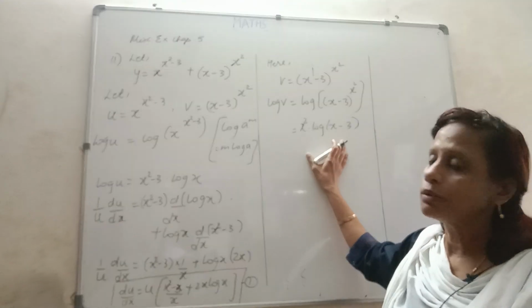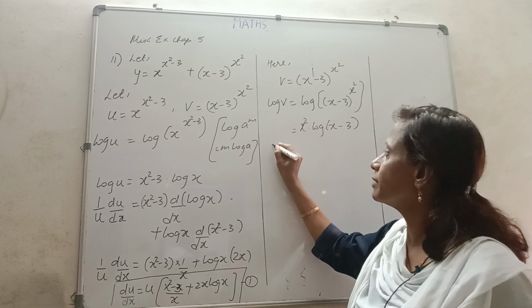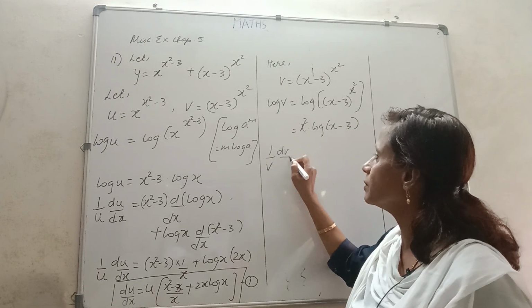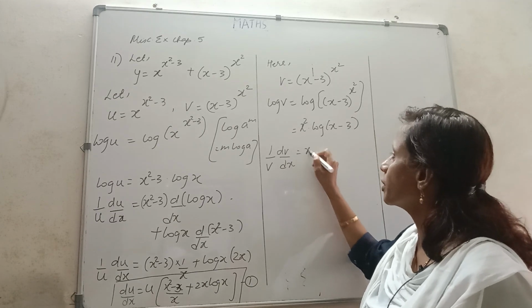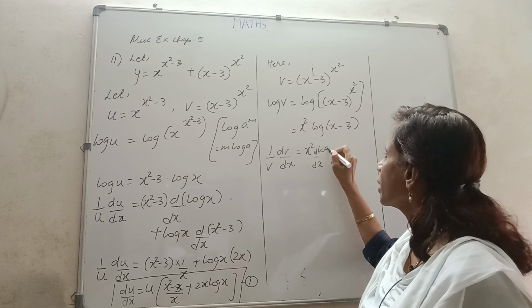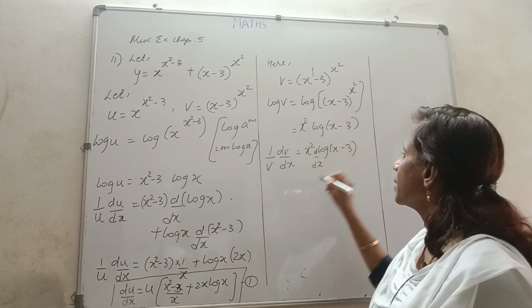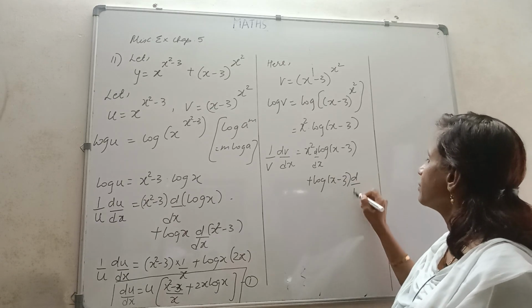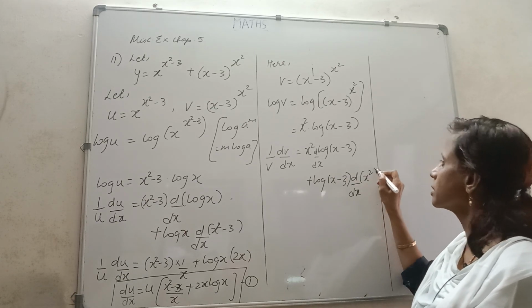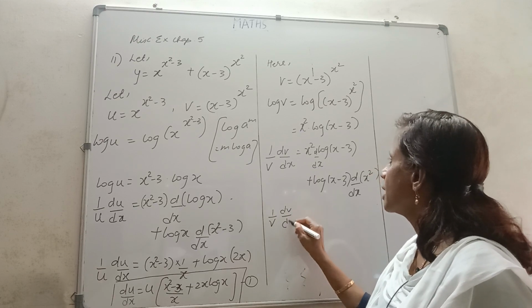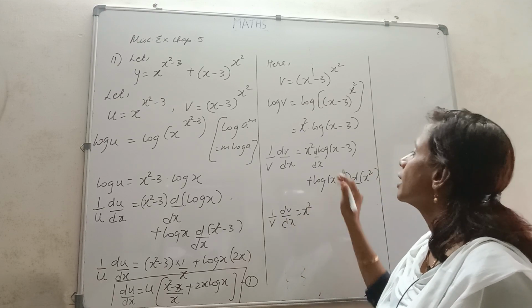So what we are going to do now, on both sides we are going to take the derivative. So this is going to be derivative of log v is 1 by v dv by dx. This being the product rule, x squared will take the derivative of log (x minus 3), plus log (x minus 3) as it is, derivative of x squared. Let's see how it goes. So this will be of course as it is dv by dx, and this is now x squared.